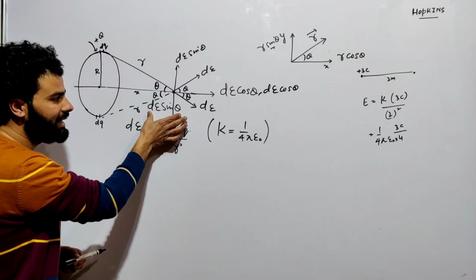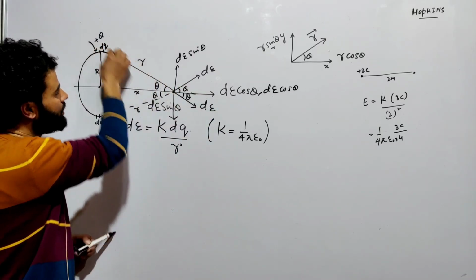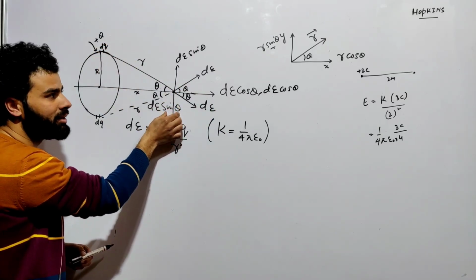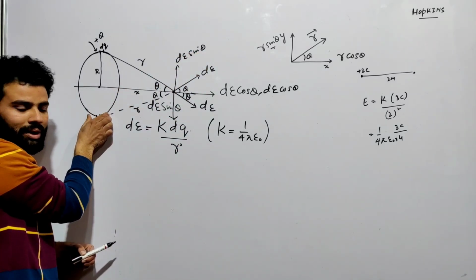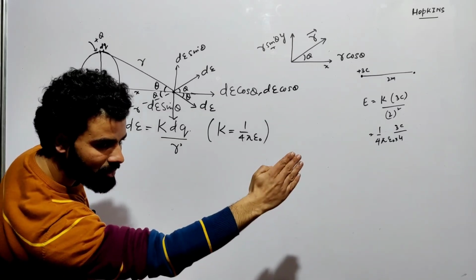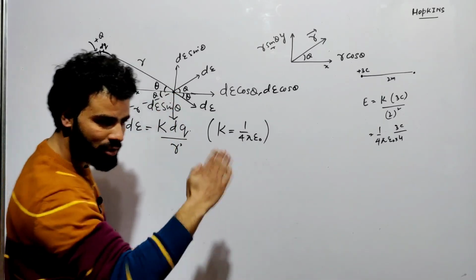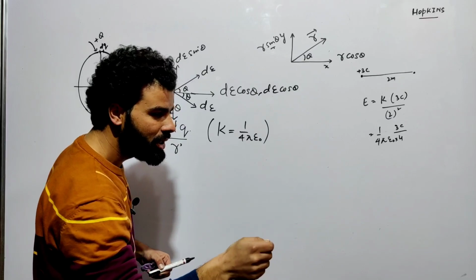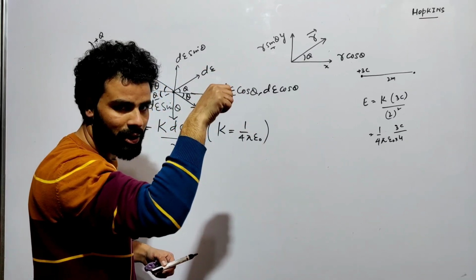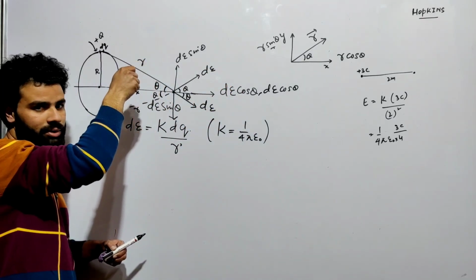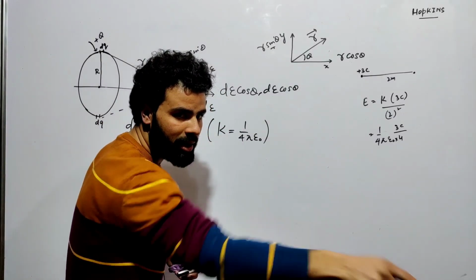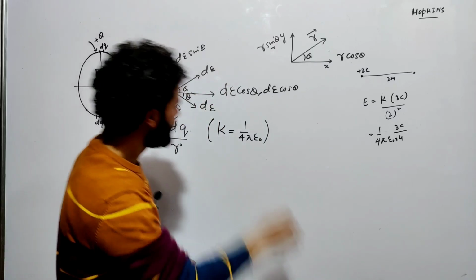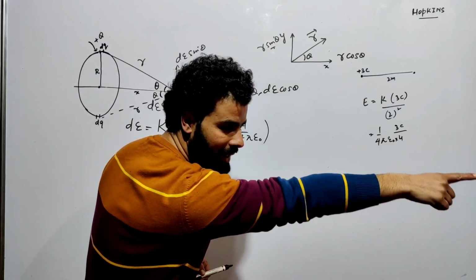So the electric field dE sine theta, because of this element of charge, would be cancelled by dE sine of theta because of this charge element. You understand? So this is some electric field dE because of this portion. It has two components, dE cos of theta in this direction and dE sine of theta in this direction. Similarly, here it was a dQ element. Its electric field would be in this direction, and it has two components, dE sine of theta downwards and dE cos of theta in that direction.